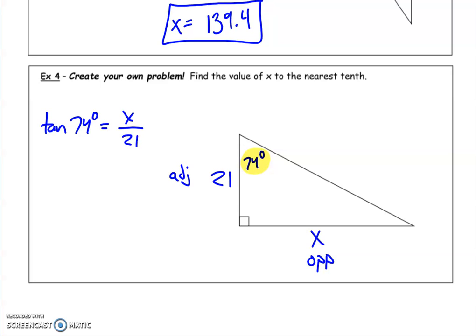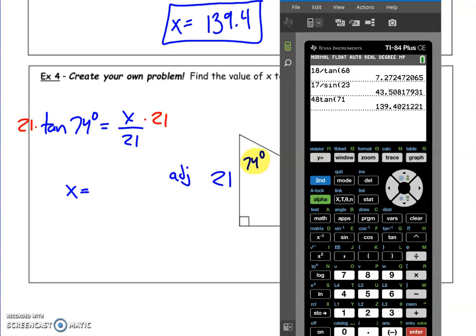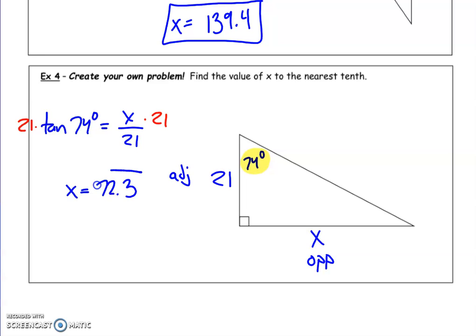Now we have to determine where is the x. Is it up high? Is it down low? And then what do? X is up high. It's on the top of the fraction. Up high means multiply. In our calculator, we are going to type in 21 tangent 74. Hit enter. 73.2 is the correct answer for this triangle. And that concludes lesson 8.2.